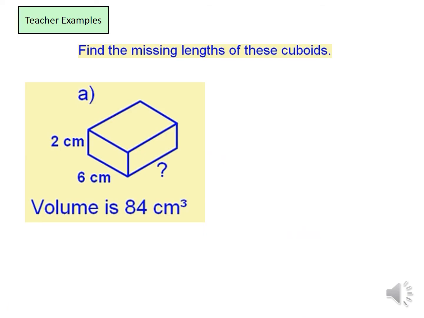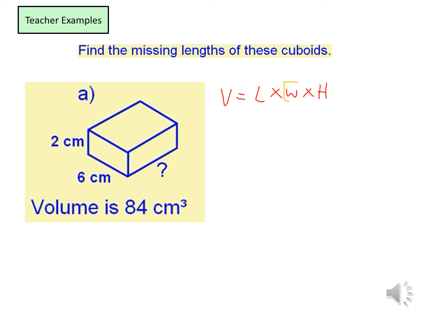Okay, so for example 1, I'm going to show you how to calculate the missing side of this cuboid given a volume of 84 centimeters cubed. So first things first, we need to recap what our formula for volume is. Our formula for volume is equal to length times width times height. So let's look on the left hand side and try to choose what our length, width and height are.